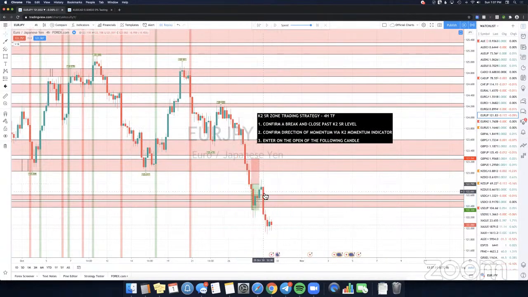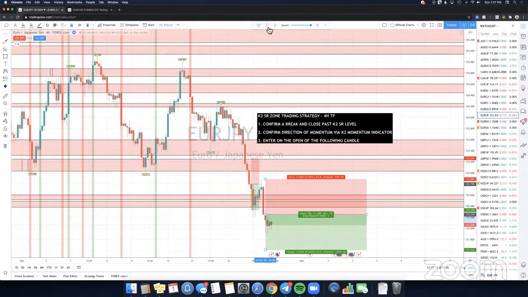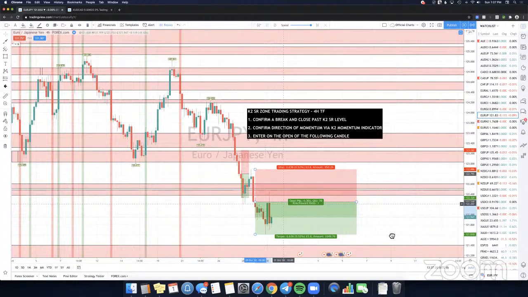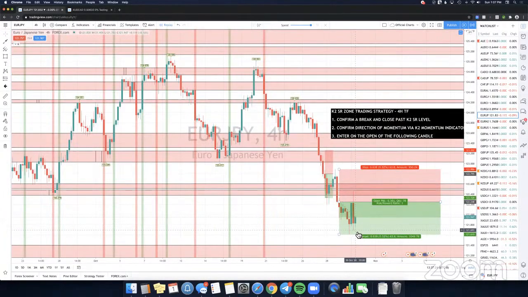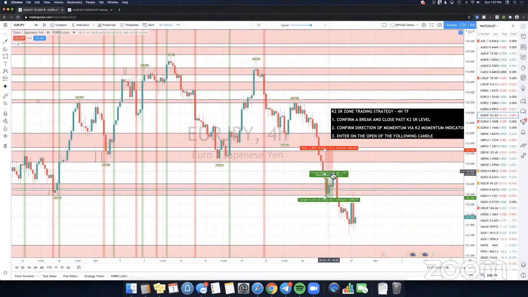And then again right here, price broke the zone. Momentum is still coming down from this signal. Another short position right there. And then that would technically be, or it looks like it might have hit full TP or it might have not, depending on your spread. But there's a ton of ways to apply it. There's not just one way.